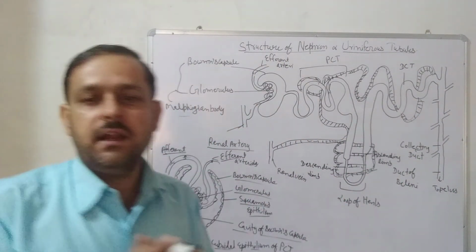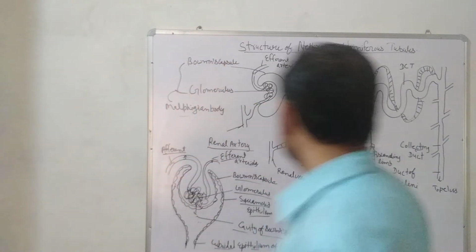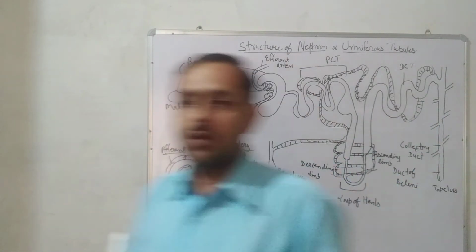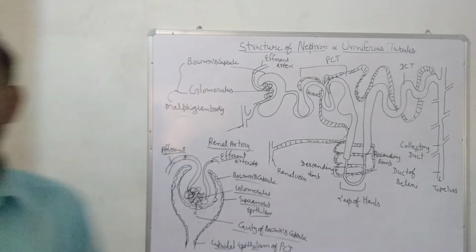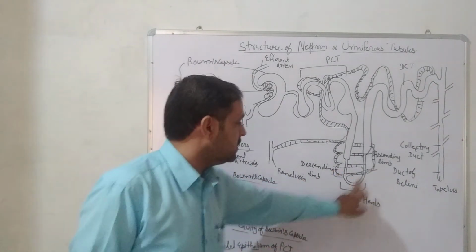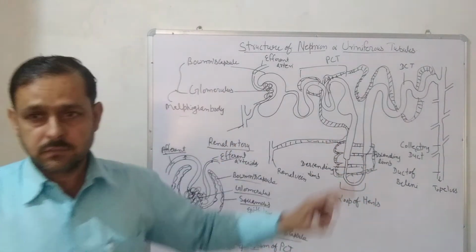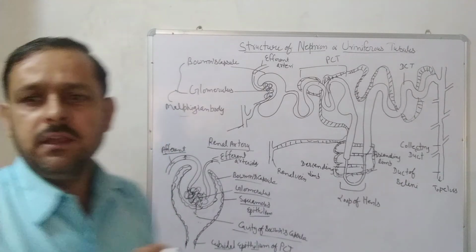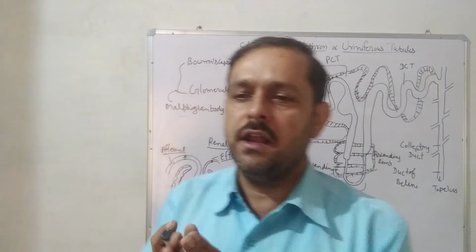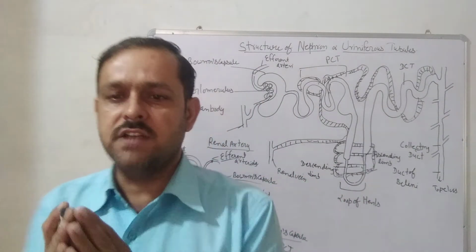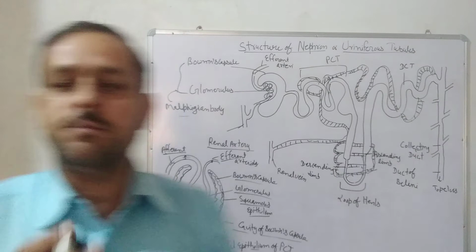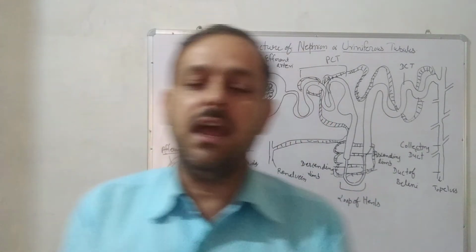So PCT transfers the glomerular filtrate to Henle's loop. Henle's loop has two branches, descending and ascending limb. It is in a U-shaped form. The PCT joins the Henle's loop. It descends down from the cortex into the medulla region and again returns back after forming a loop.